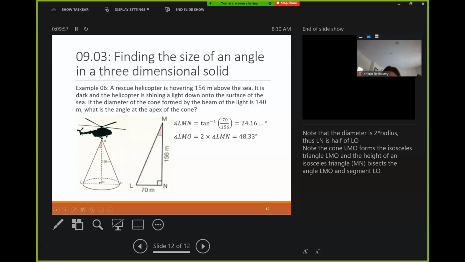So we can use tangent inverse of opposite over adjacent to get that. And then our whole angle is just twice that result. So far, so good.